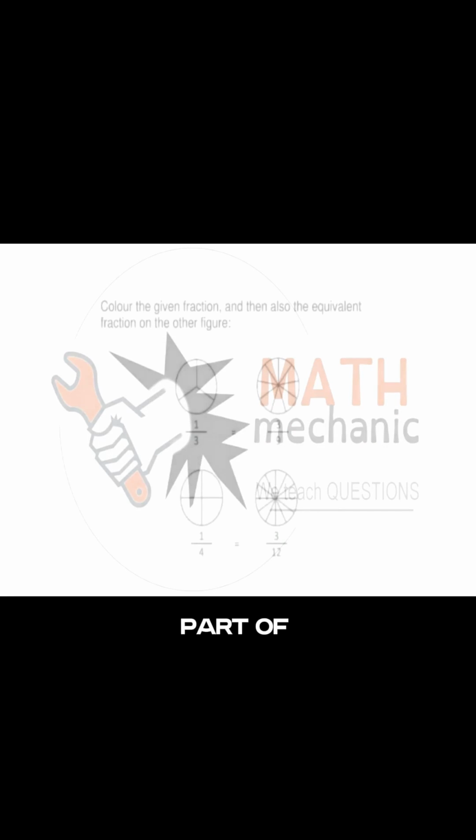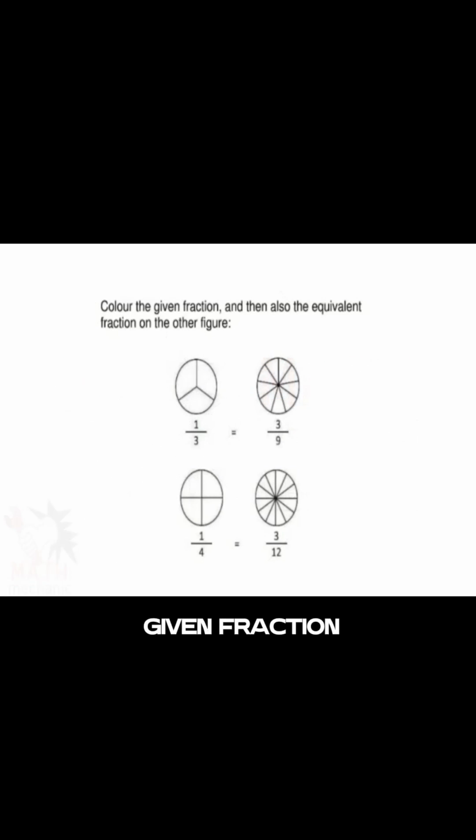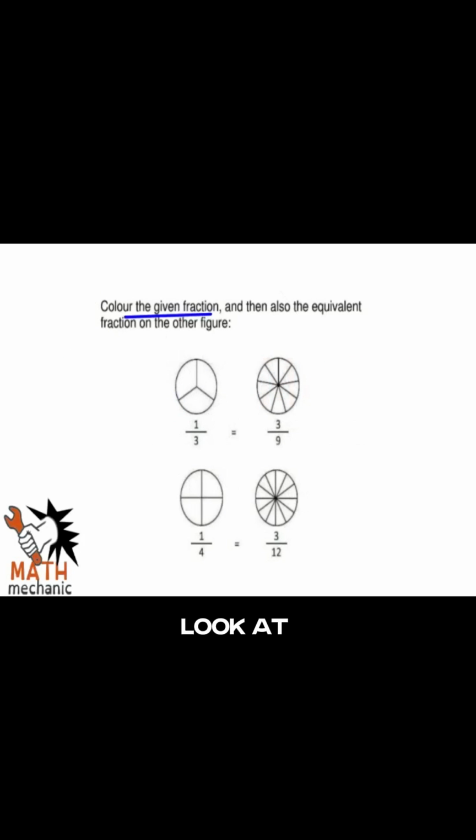The first part of this question, where they say color the given fraction, it's not really difficult. If we look at the very first one, they're giving you a fraction there of a third, which means 1 over 3. You can see that the 3 at the bottom, the denominator, corresponds to the number of blocks or the number of portions of that circle.